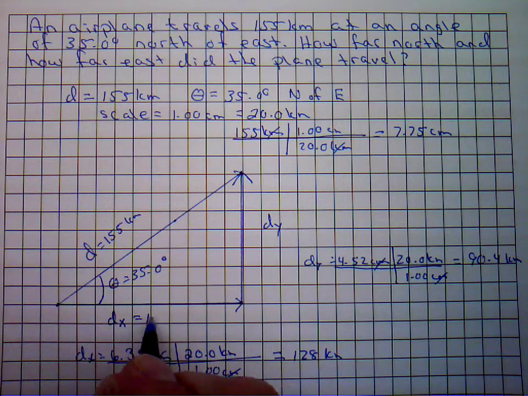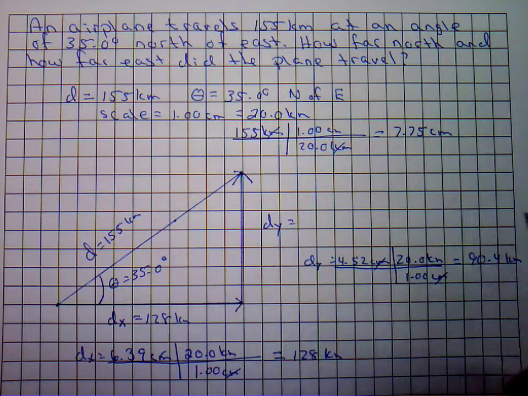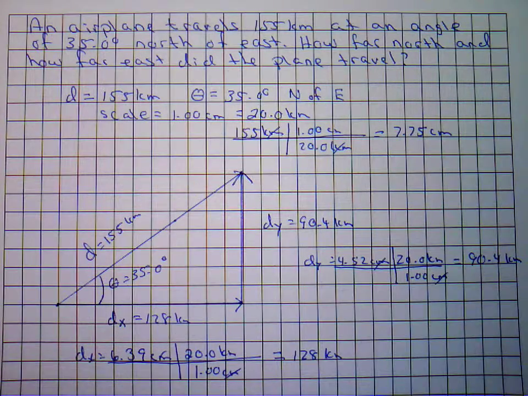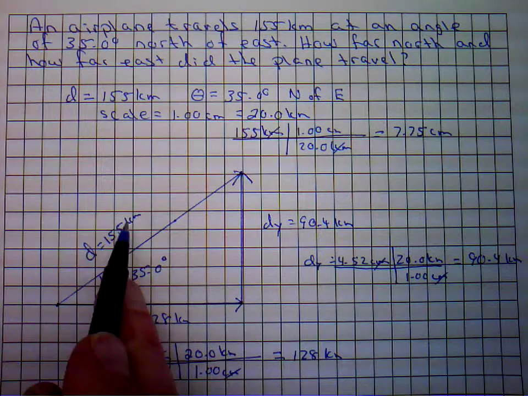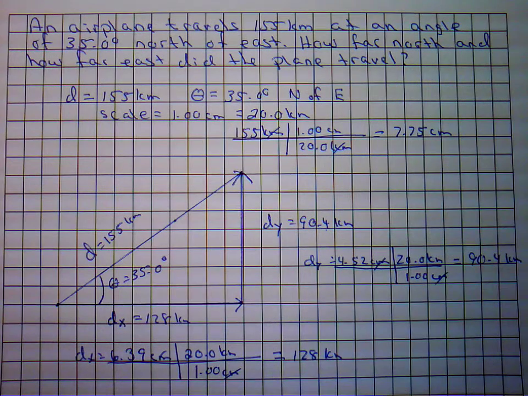So our x component is 128 kilometers, and our y component is 90.4 kilometers. This is the x component of the 155 kilometer vector. This is the y component of that 155 kilometer vector.